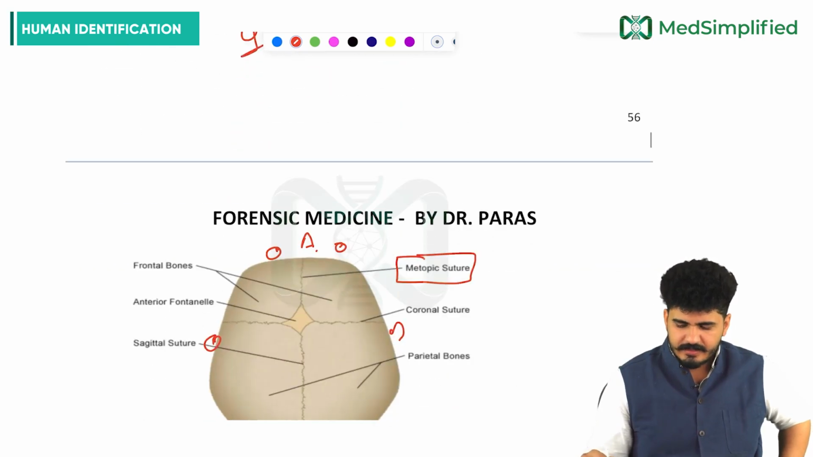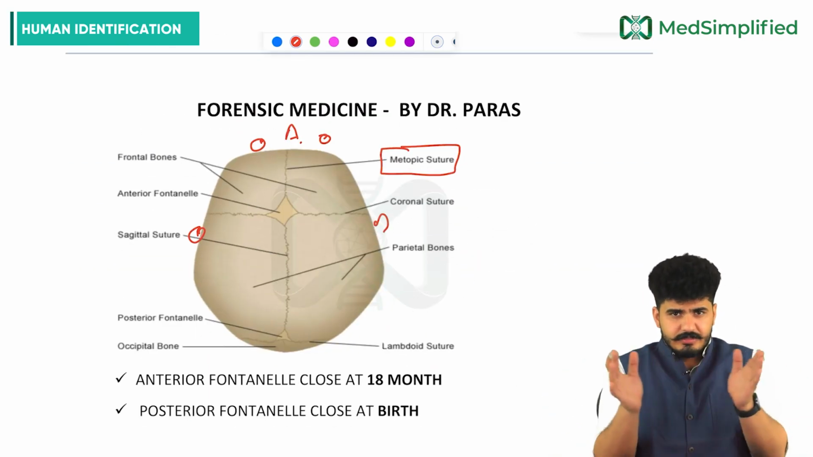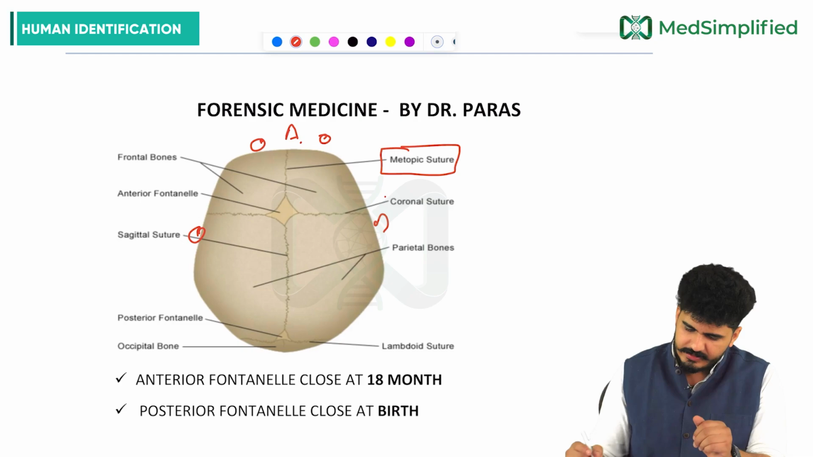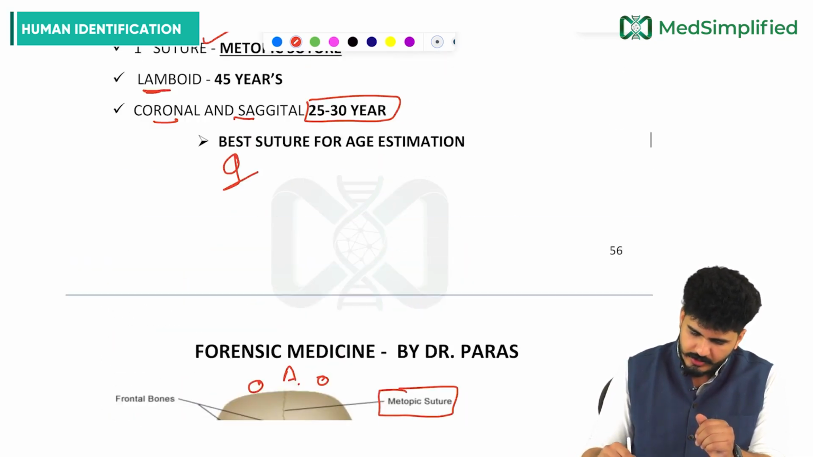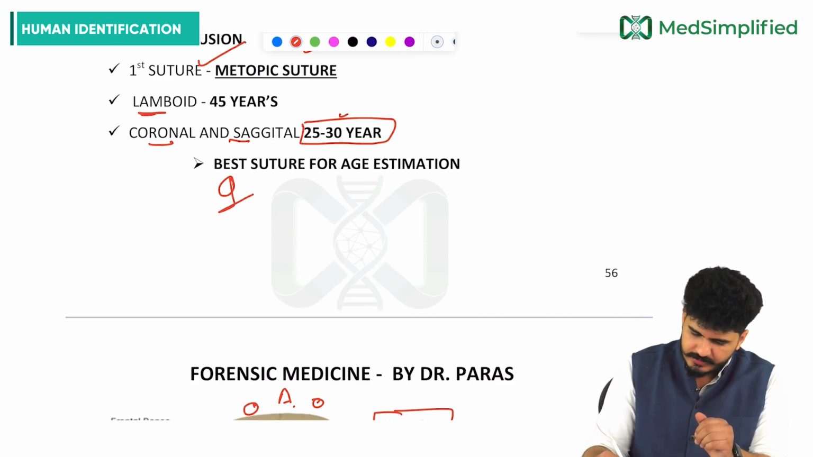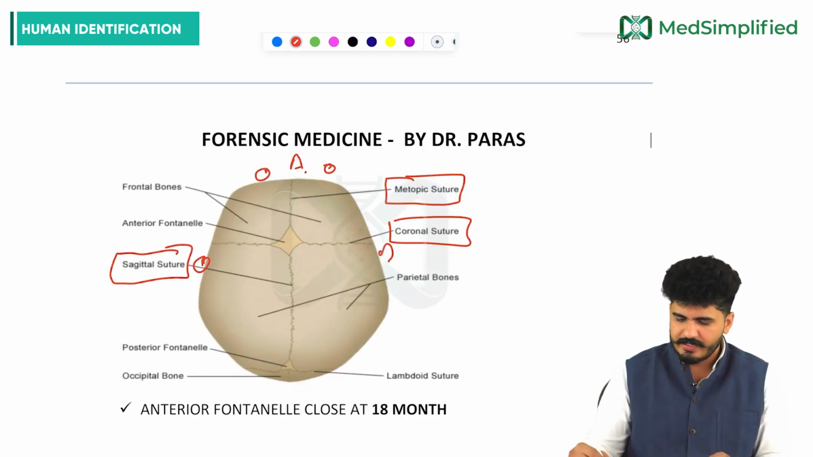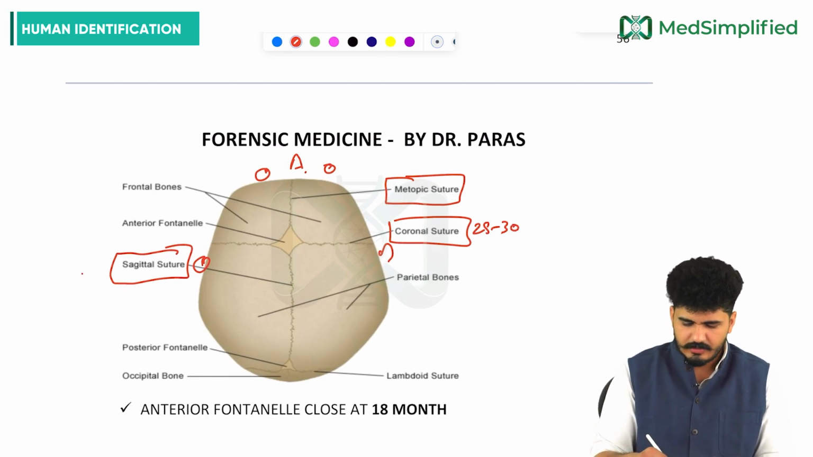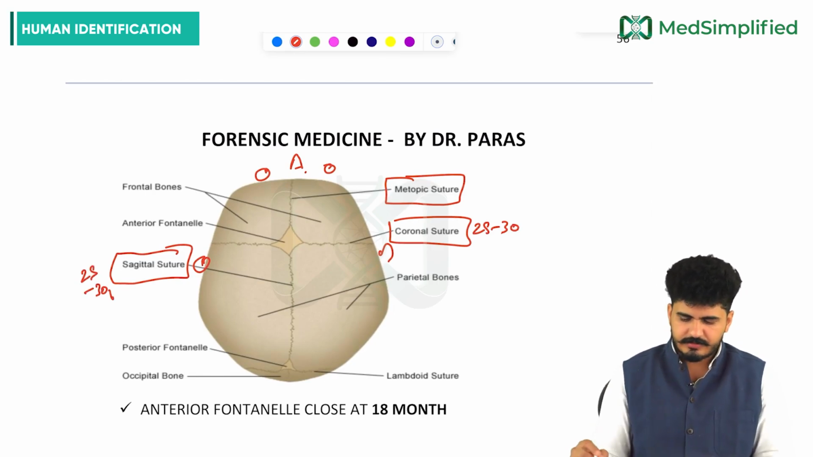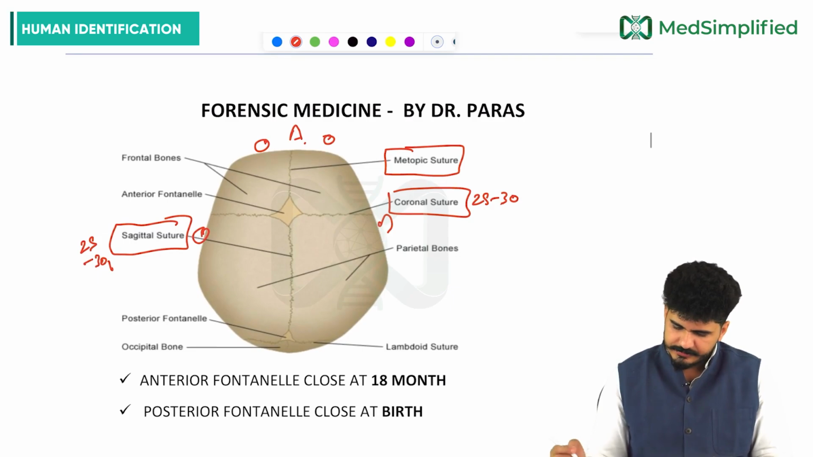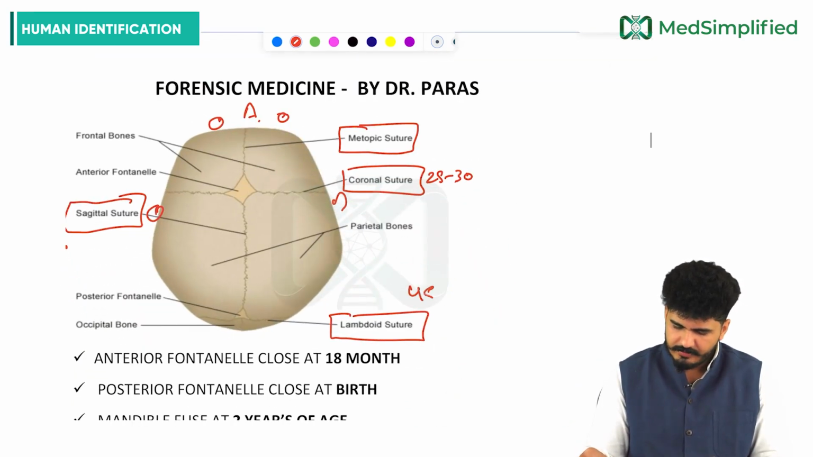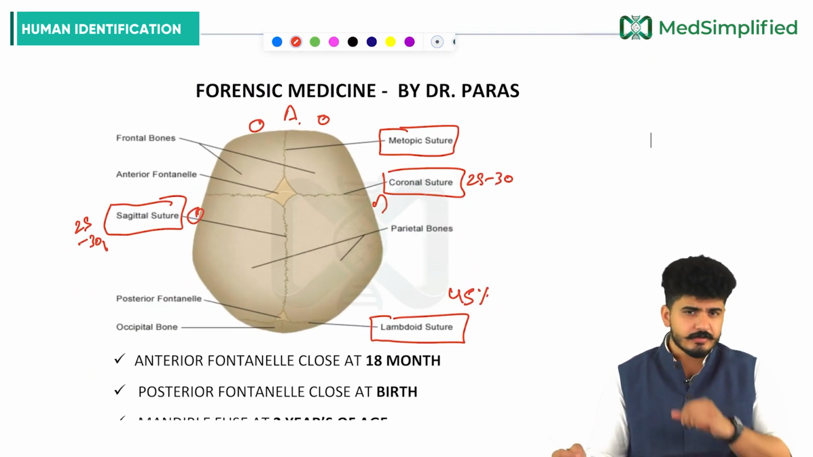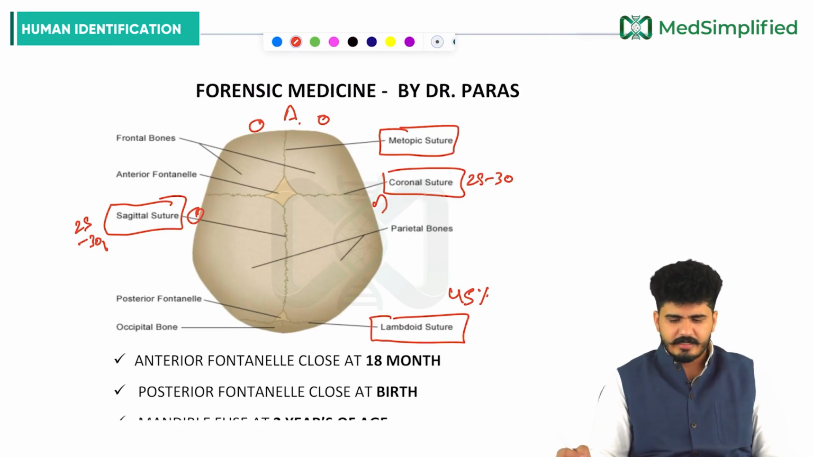First suture, at the time of birth, is getting fused. It is closing. After that, there will be coronal and sagittal sutures, which get fused at 25 to 30 years. Then coming to the last, lambdoid suture, 45 years. So these are the different sutures we have learned right now, sir.